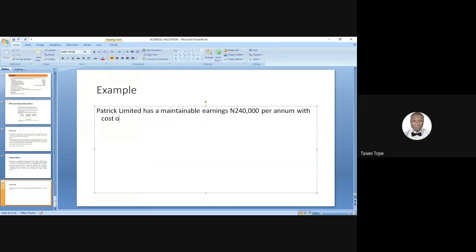With a cost of capital of 20%. Question is, what is the market value of Patrick Limited?